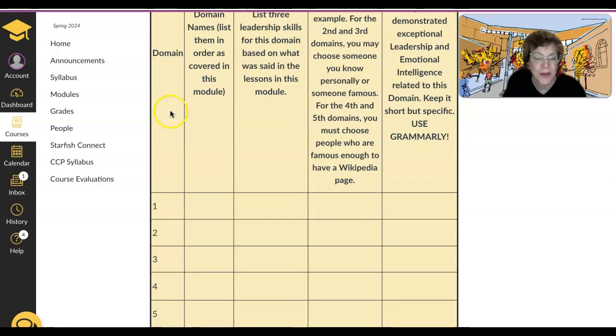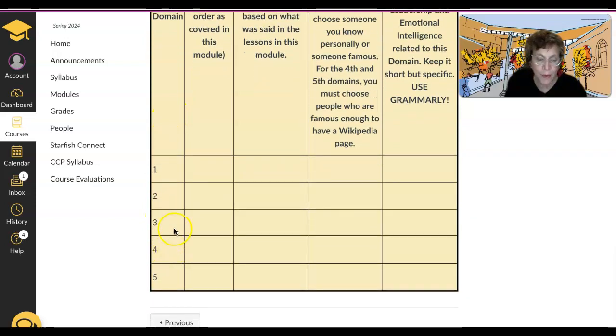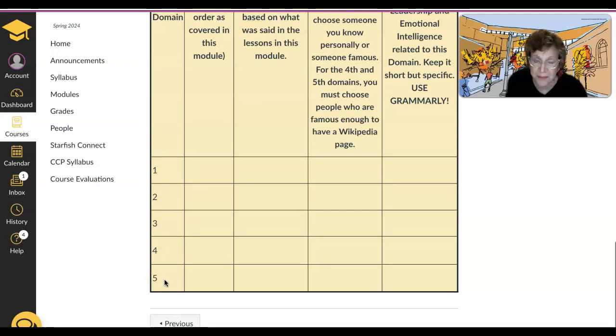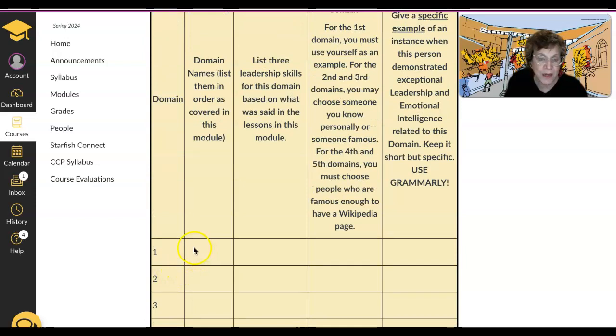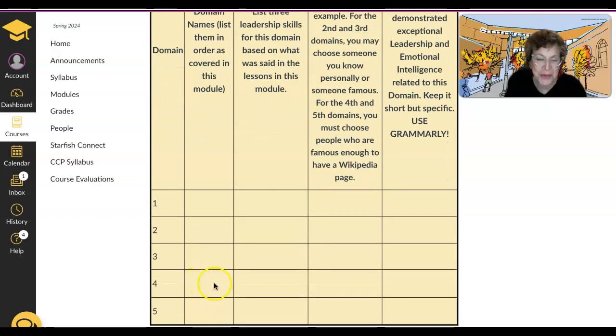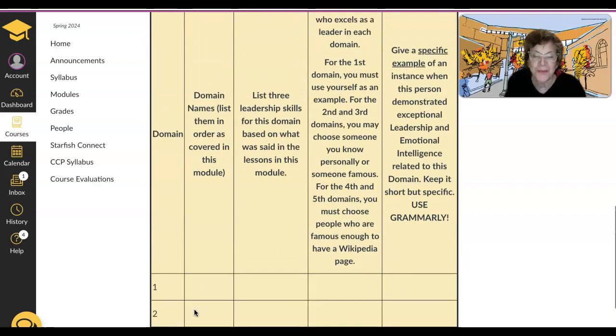So right here, you've got this first column and you don't need to finish that because I've already done that for you: 1, 2, 3, 4, and 5. There are 5 domains of leadership in this model. So the first domain is self-leadership, and then you need to fill in what the names of the other domains are. And hopefully you know those because you viewed the lesson materials, you completed the quizzes, and you feel really confident that you know what those domains are.